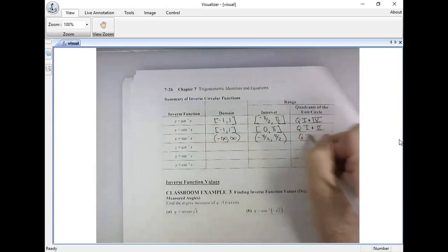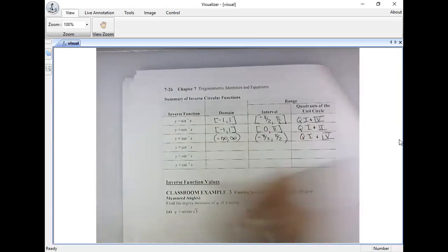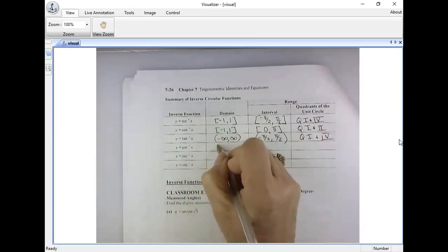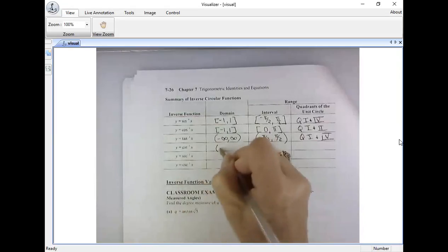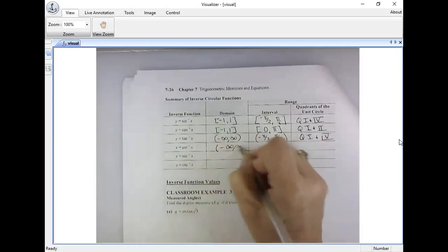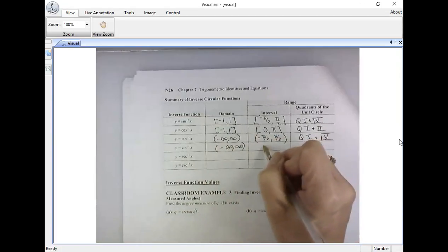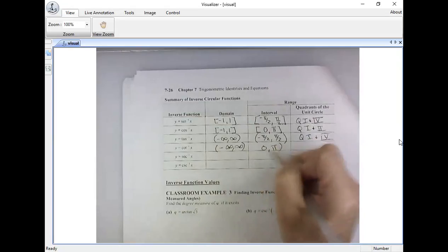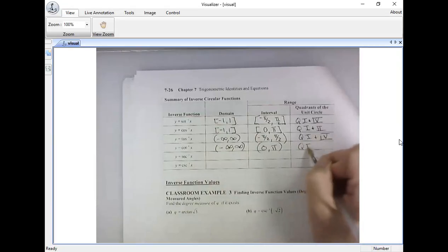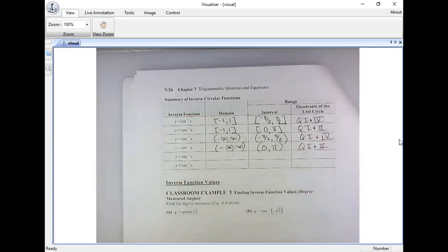So this is quadrants 1 and 4, where cotangent domain is negative infinity to positive infinity, but our interval will be from 0 to pi. Very good. And that means we're in quadrants 1 and 2. Okay, and these are going to be the ones that have a value that we have to skip.